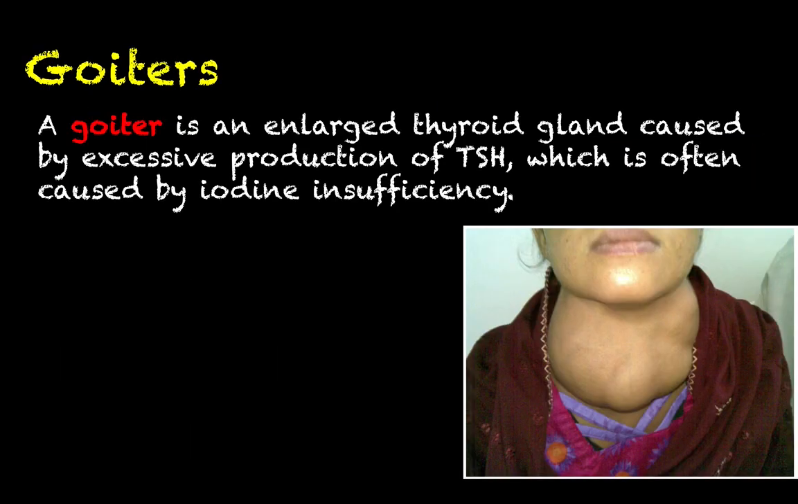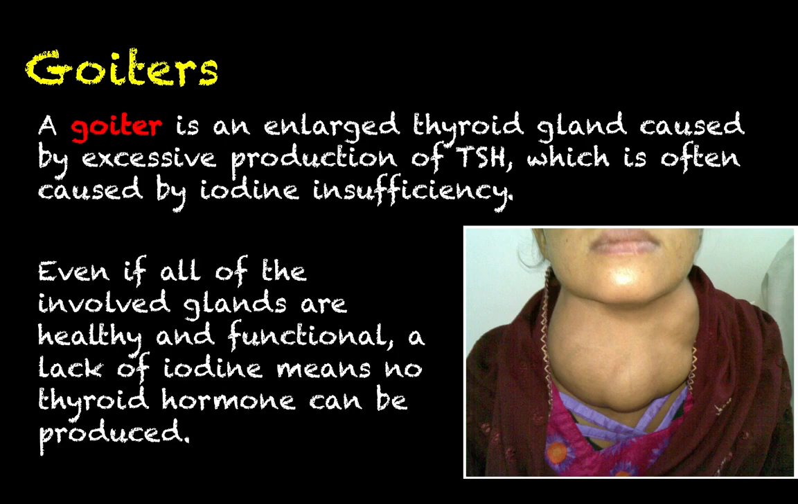Another common pathology associated with the thyroid is called a goiter. This is an enlarged thyroid gland caused by excessive production of TSH, which is often caused by iodine insufficiency. So I mentioned that iodine has to be obtained through the diet. We don't need very much of it, but if you don't get enough of it, leave it like that for too long, and your thyroid will swell up like a melon, as you see here.